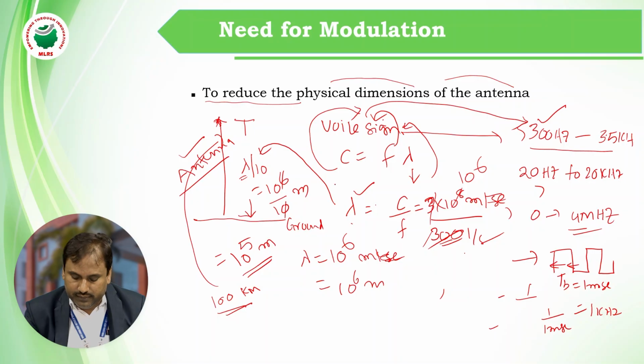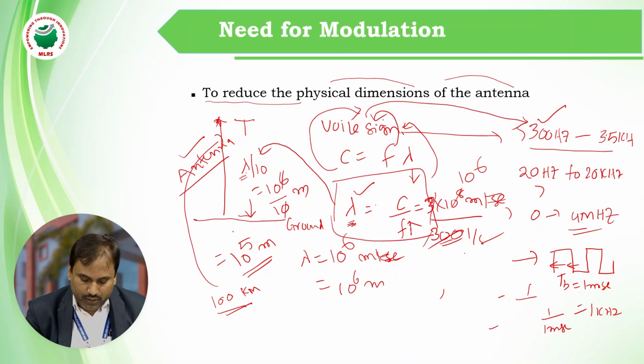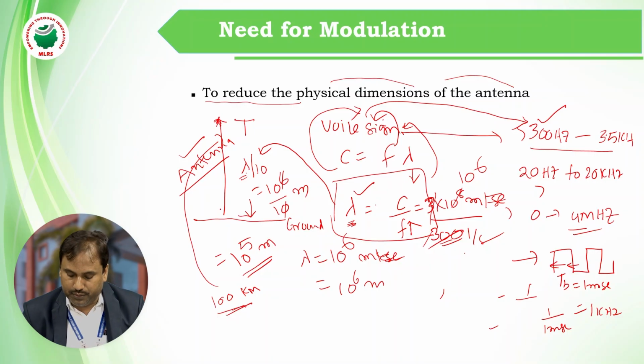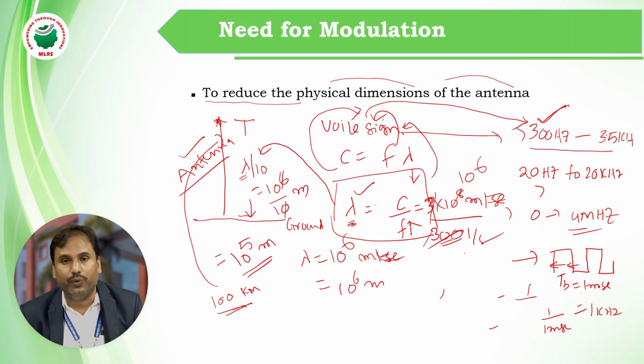So what is my observation here? If I increase the frequency, then what happens? Lambda will be reduced. When lambda is reduced, this 100 kilometers will be reduced, so the height of the antenna will be reduced. So I want to increase 300 hertz to some other high range frequency. But how do we increase 300 hertz to a high frequency?